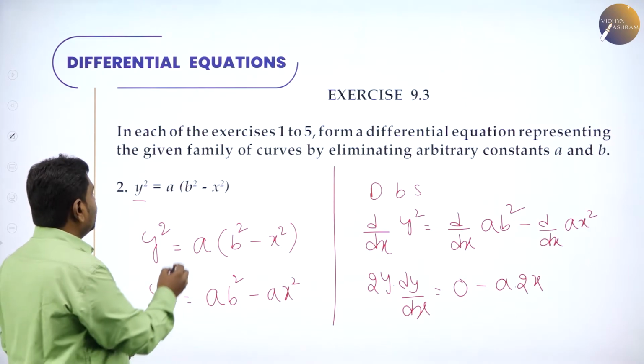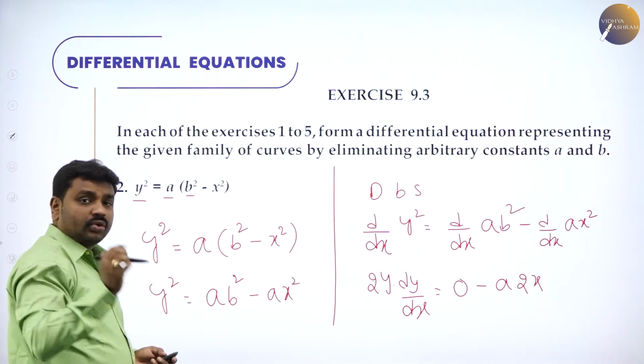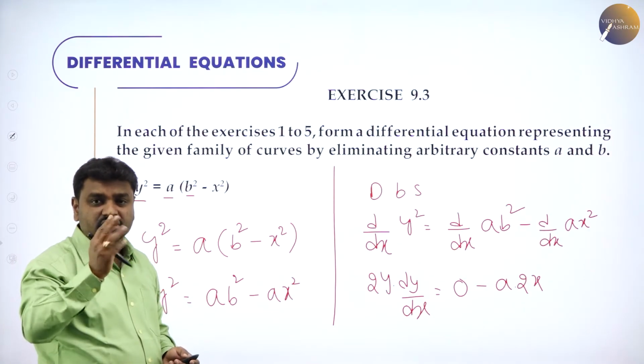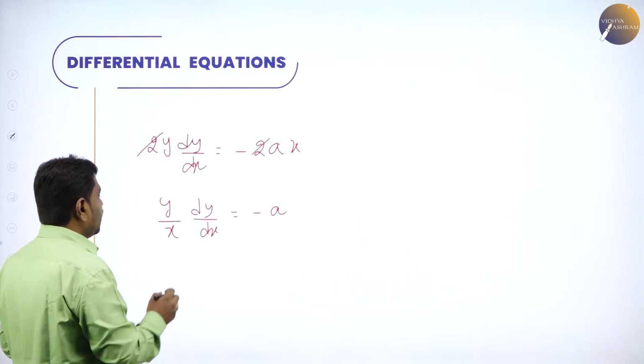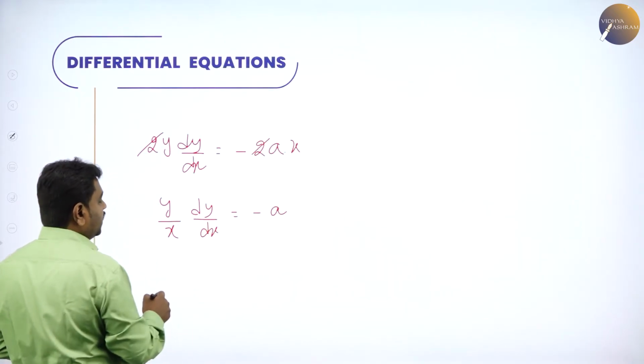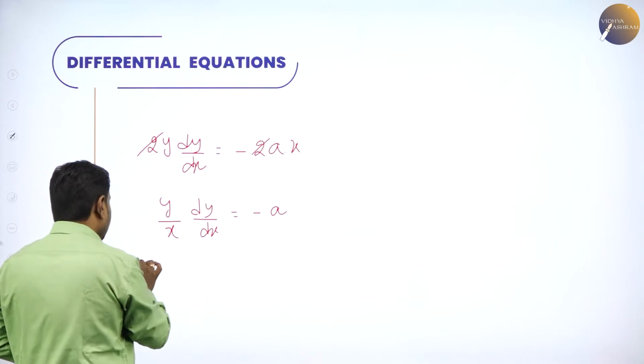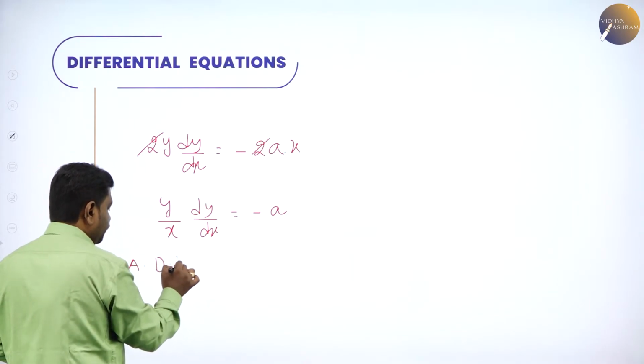See, dear students, you have 2 arbitrary constants a and b. So you can differentiate 2 times. You are licensed to differentiate 2 times. So now I want to eliminate. The final answer should not contain a. So that's why I separated a. Now again differentiate both sides.